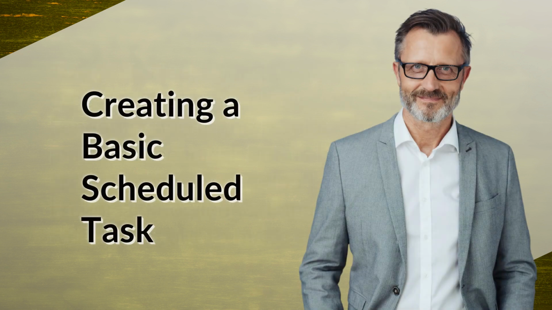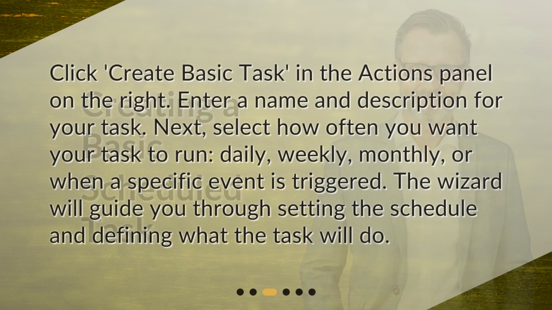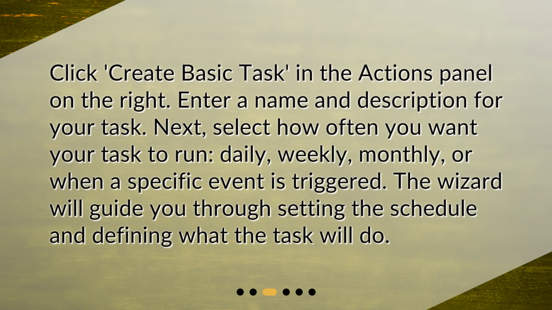Creating a basic scheduled task. Click Create Basic Task in the Actions panel on the right. Enter a name and description for your task. Next, select how often you want your task to run: daily, weekly, monthly, or when a specific event is triggered. The wizard will guide you through setting the schedule and defining what the task will do.